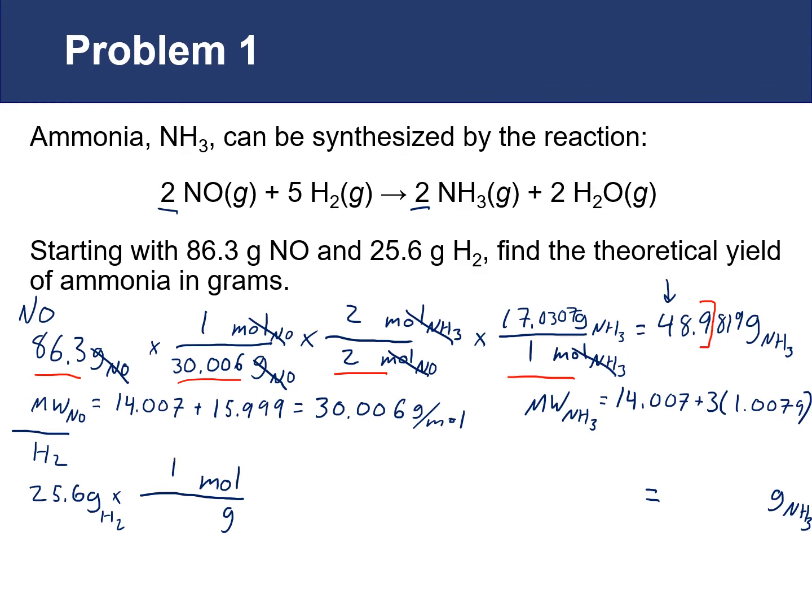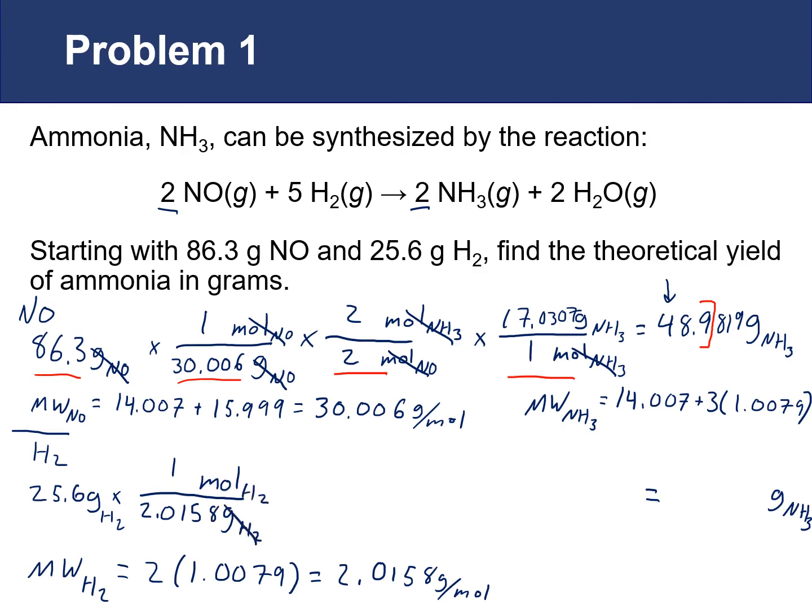1 mole, this is the molecular weight of hydrogen, the diatomic hydrogen. So that would be 2 times the weight of a hydrogen atom, which is 1.0079. This gives us 2.0158 grams per mole. So we would put 2.0158 grams on the bottom, and H2, those cancel out. We now have this in moles.